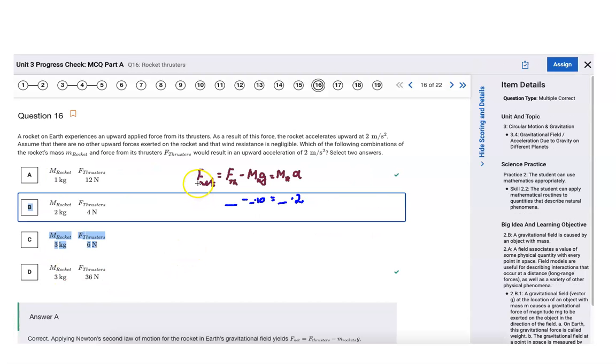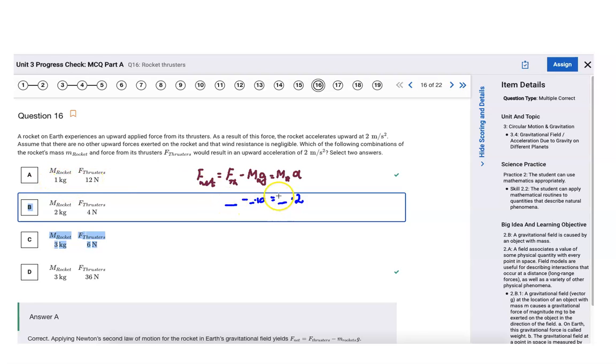The key for this problem is to write the net force equation, which is the force of thrusters minus mg, the gravitational force acting on the rocket, and it equals the mass of the rocket times the acceleration of the rocket. Now you can just plug in the different combinations and see which one would make the correct equation. The acceleration is 2, so you plug in 2 for acceleration, g is 10, and now you just try different combinations.